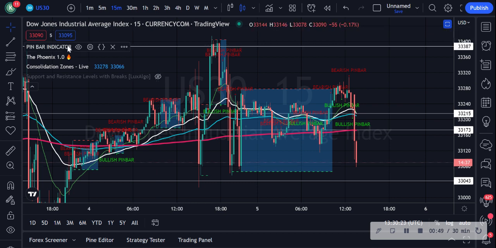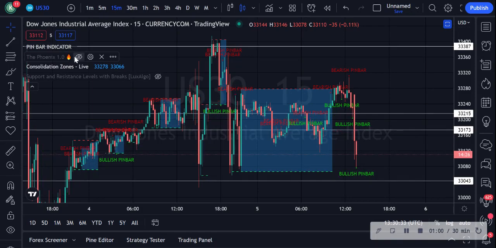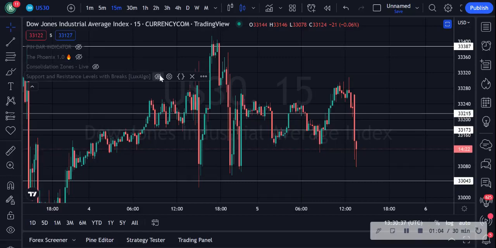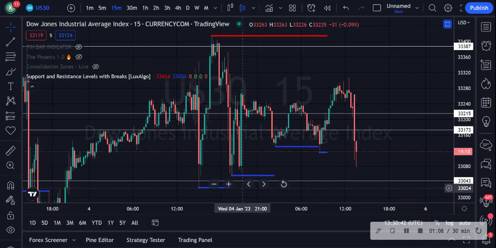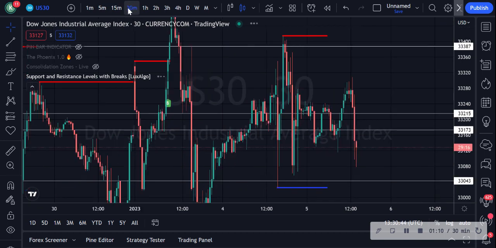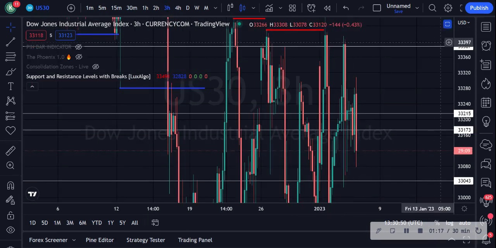All right. I also did mention there was another indicator that I use, which is this one on my left here, support and resistance levels with breaks. I'm just going to turn that on and turn everything else off quickly just so that you have a quick overview of that. So this is how it is, okay? It marks all the important key levels at the different time frames. If I were to swap it to the 30 minutes, it will be different. And if I were to swap it to 3 hours, you can see the different key levels.